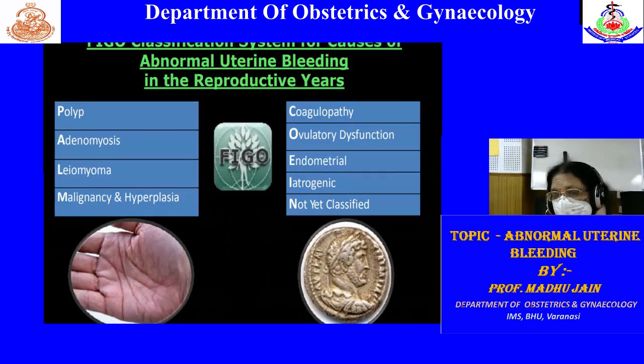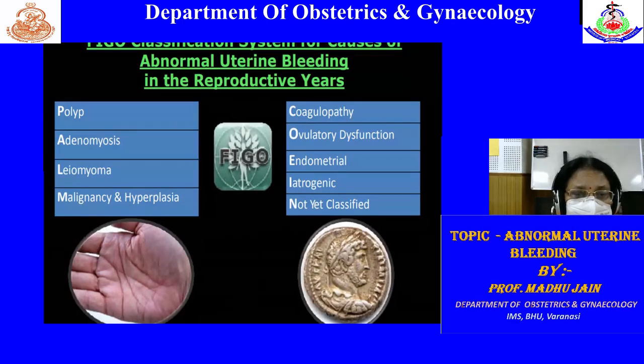Initially, in FIGO 2007, a classification was given under 2 categories. Previously we were using the term dysfunctional bleeding, but it has been replaced by AUB. There are 4 causes under structural abnormalities and 5 causes under non-structural abnormalities, and this is known as the PALM-COEIN classification. PALM, PALM, and COEIN. COEIN has an E also. So this is the PALM-COEIN classification.